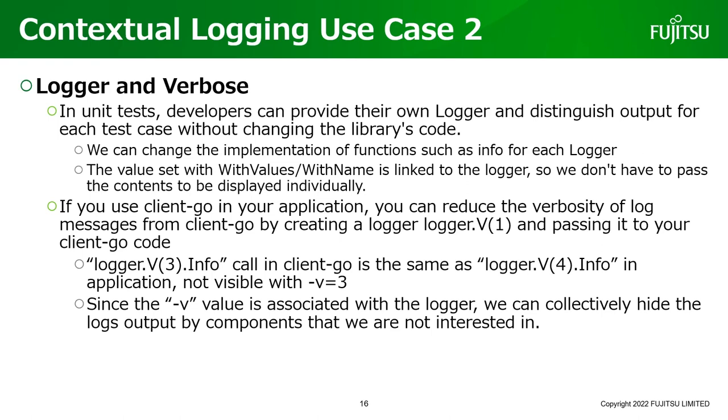And second, if we use client-go in our application, we can reduce the verbosity of the log messages from client-go by creating a logger.V(1) and passing it to our client-go code. A logger.V(3).Info call in client-go is the same as logger.V(4).Info in the application, not visible with v=3. Since the V value is associated with the logger, we can collectively hide the logs output by components that we are not interested in.